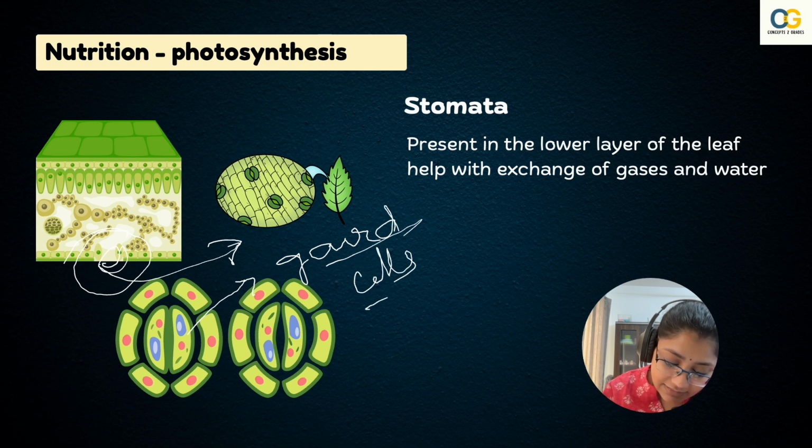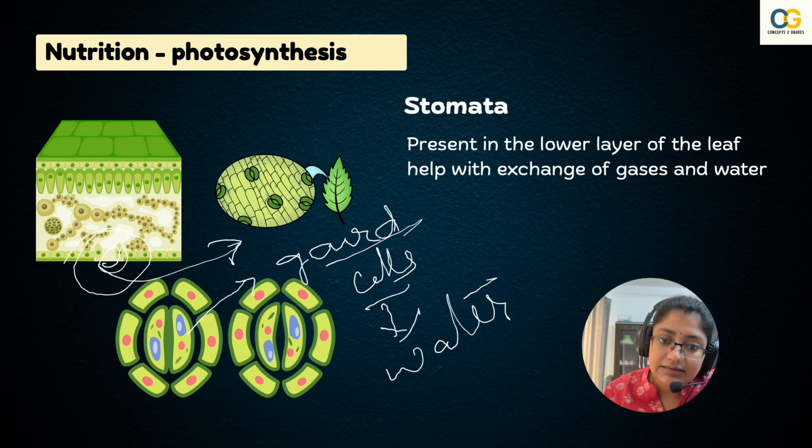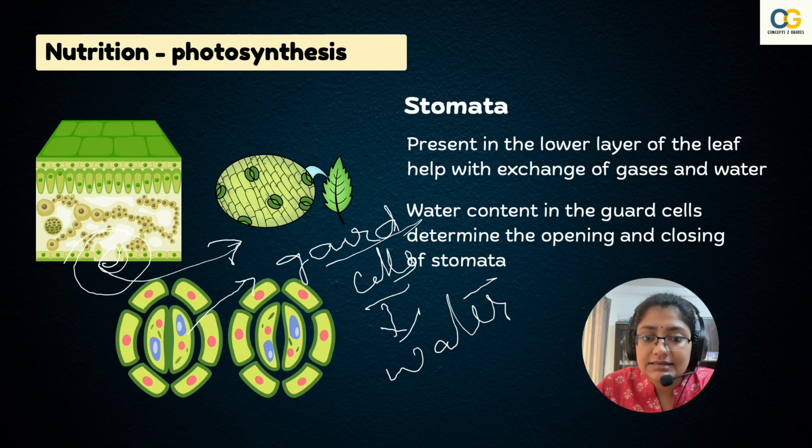And inside the guard cells, there is water. Okay, so water inside these guard cells determines the opening and closing of stomata. So if there is no water, if it is shrunk, it gets closed. And if it is filled with water, it gets opened. So this is what happens in case of guard cells. So guard cells do not determine the closing and opening by themselves. The water content in the guard cells determines the opening and closing of stomata. Always remember, it's the water content inside the guard cells.